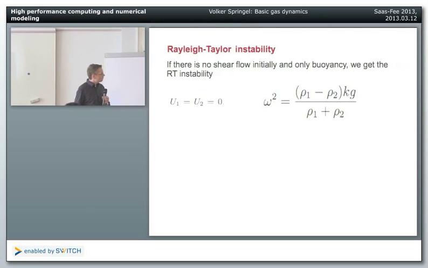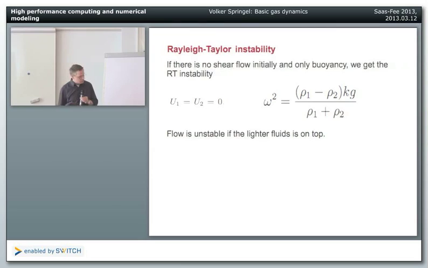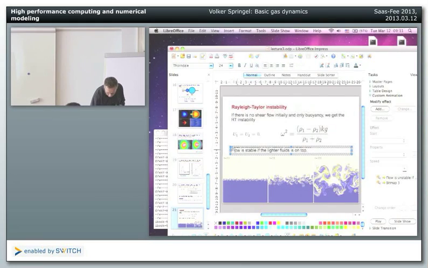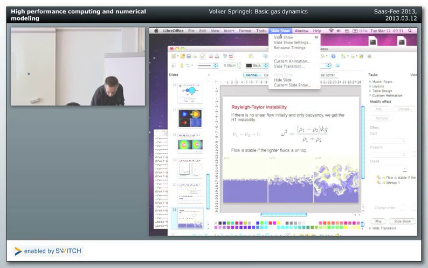And that means if ρ1 is larger than ρ2, then omega squared is positive, and then there are no imaginary solutions, and everything's stable. Or in other words, if the lighter fluid is... I did this last night. Flow is stable if the lighter fluid is on top, not unstable. So we should change this. Okay, right there. Sorry for this.